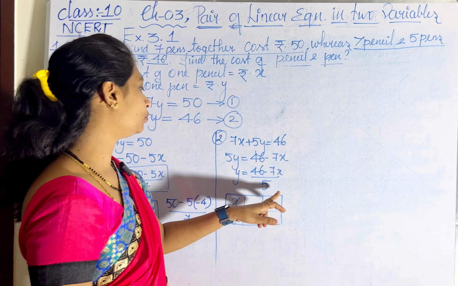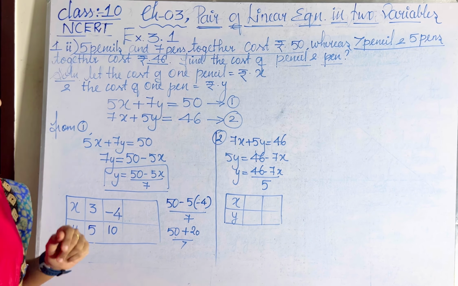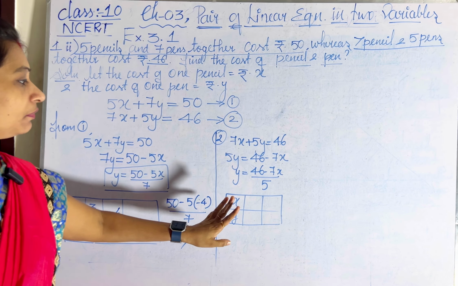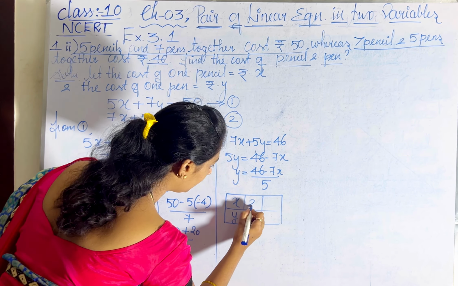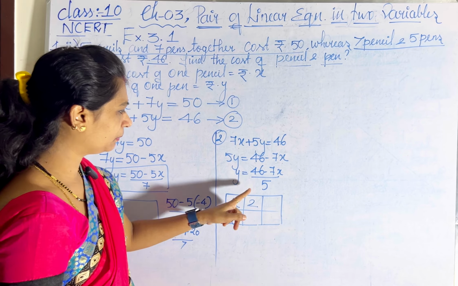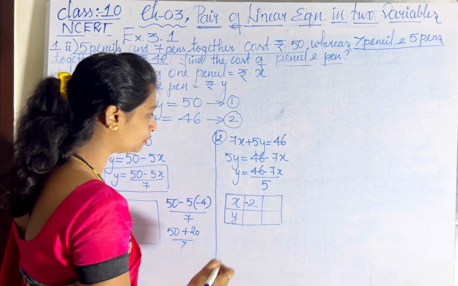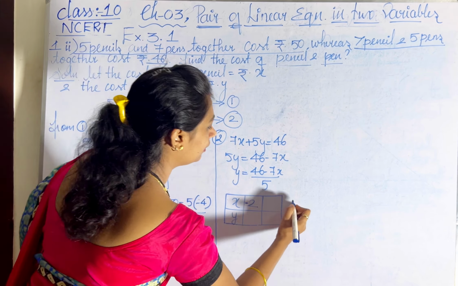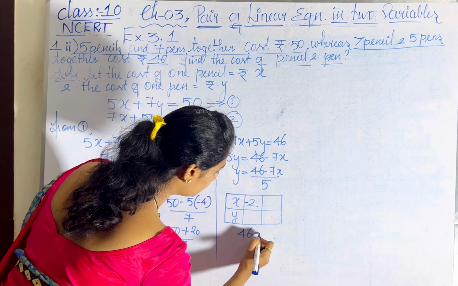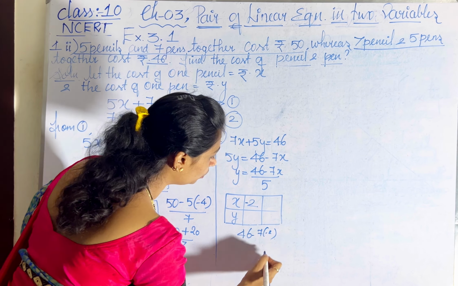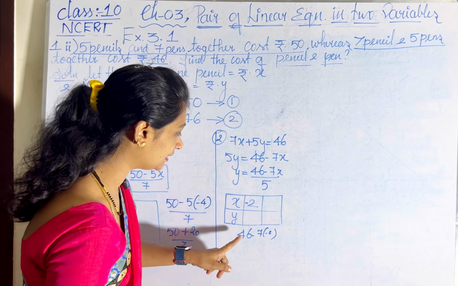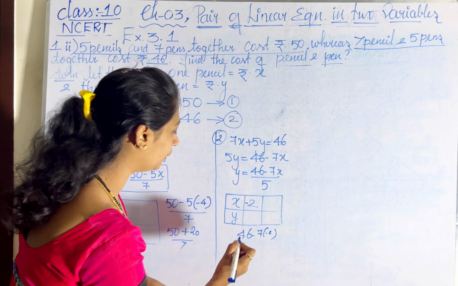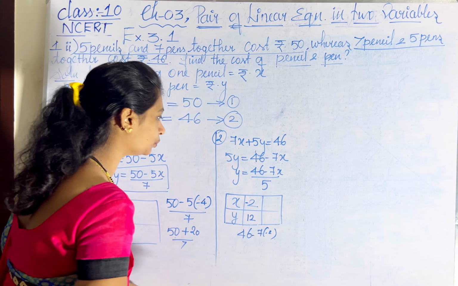So if I substitute x equal to 1, 46 minus 7 is 39, no, it's not a multiple of 5. If I substitute 2, 46 minus 14 gives 32. So if I substitute x equal to minus 2, 46 minus 7 of minus 2, minus into minus plus, so 46 plus 14, 60. So 60 is divisible by 5.